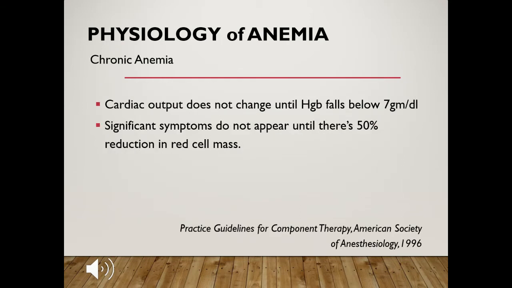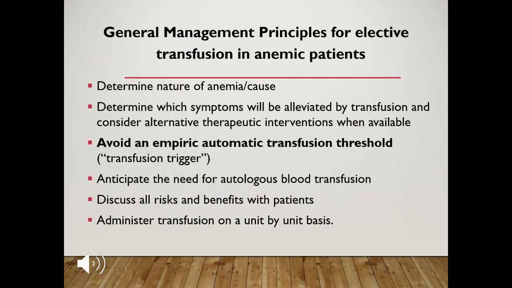For patients with chronic anemia, so pag chronic anemia, ibig sabihin, usually they are congenital anemia, hereditary anemias, anemia of chronic disease, okay? The significant symptoms do not appear until there's 50% reduction in red cell mass because the cardiovascular system is able to compensate. So what are the guiding principles for elective transfusion in anemic patient?